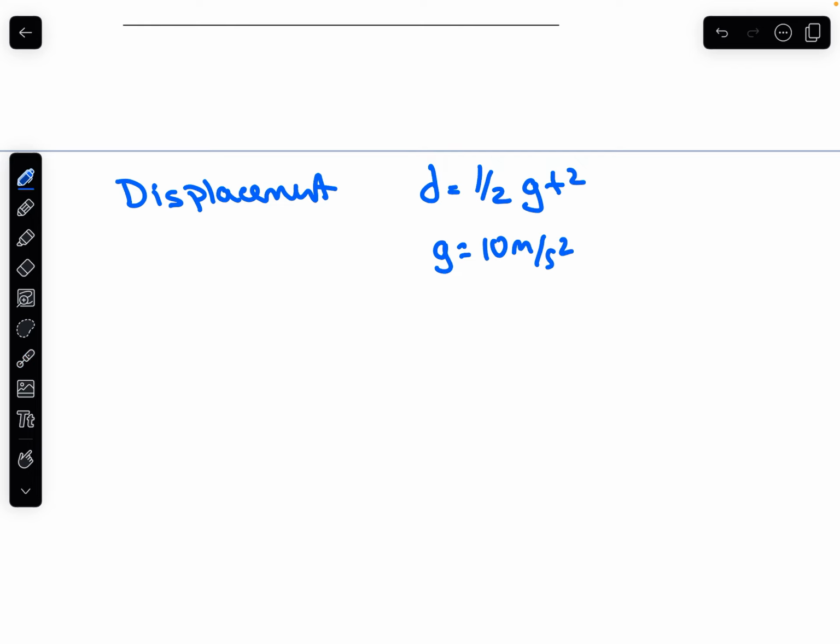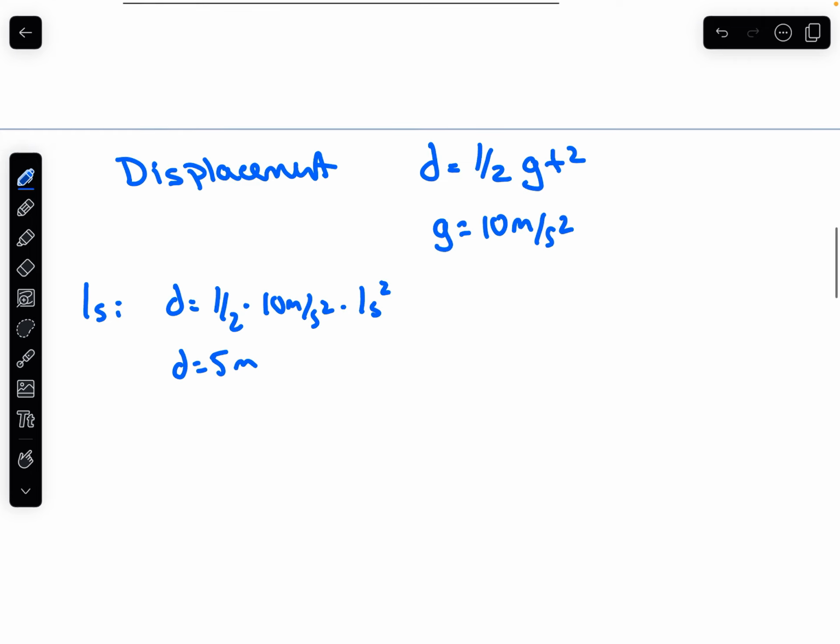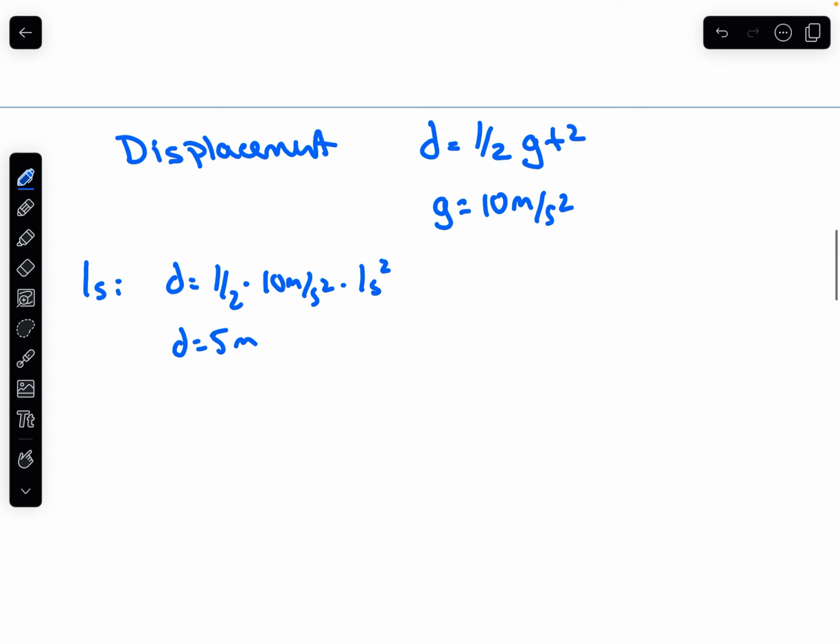So we're going to just go in 1 second intervals. After 1 second, we would like to know where the ball will be. So we'll just use d equals 1/2 gt squared. d equals 1/2 times gravity, 10 meters per second squared, times 1 second squared. Half of 10 is 5. 1 squared is 1. 5 times 1, of course, is just 5 meters. So after our first second of free fall, we are 5 meters away from where the ball was dropped.